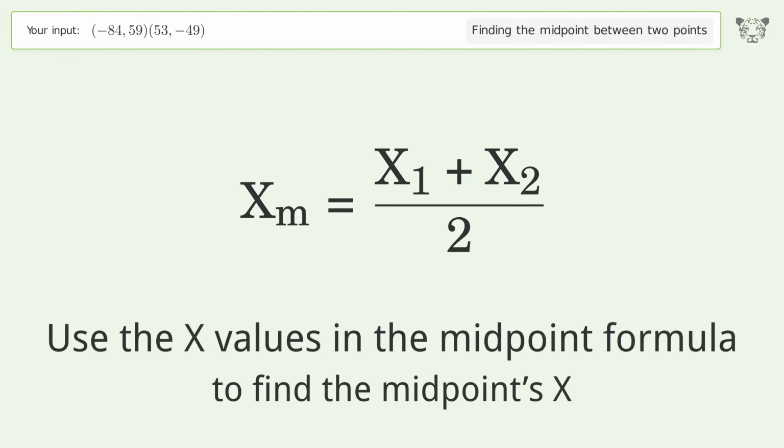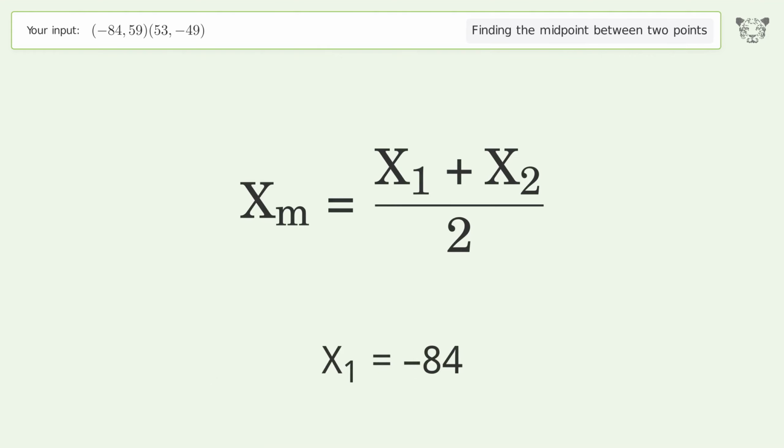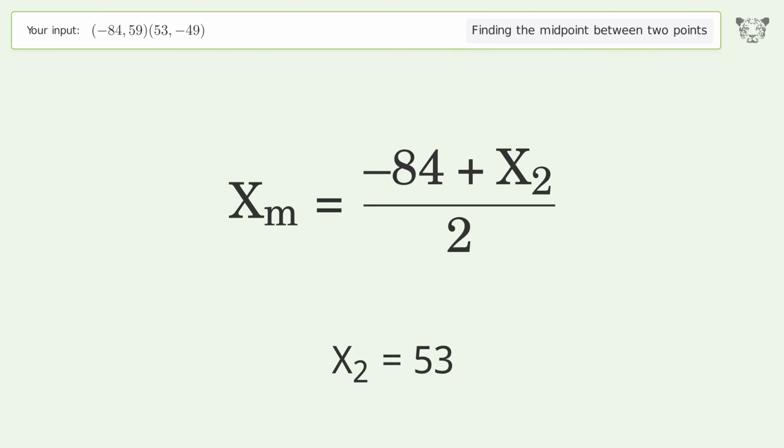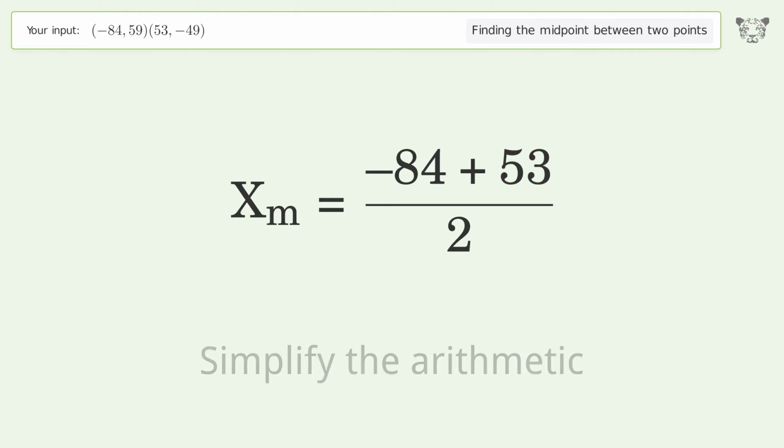Use the x values in the midpoint formula to find the midpoint's x. x1 equals negative 84. x2 equals 53. Simplify the arithmetic.